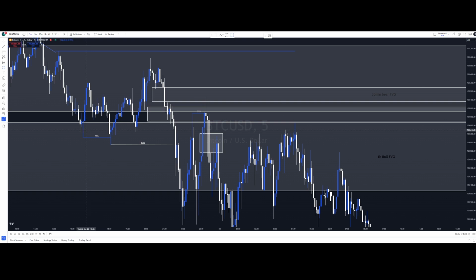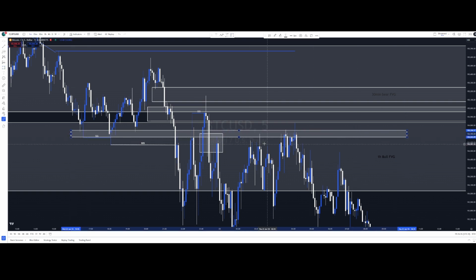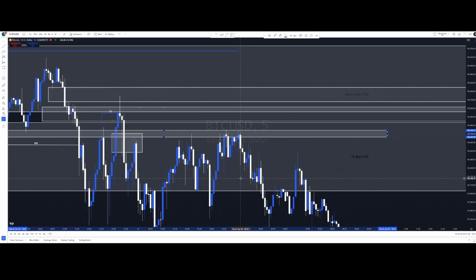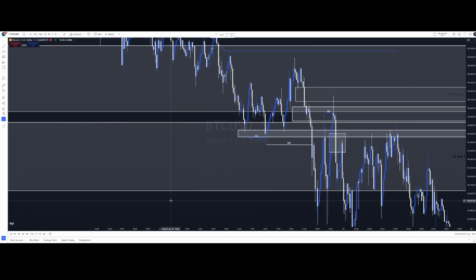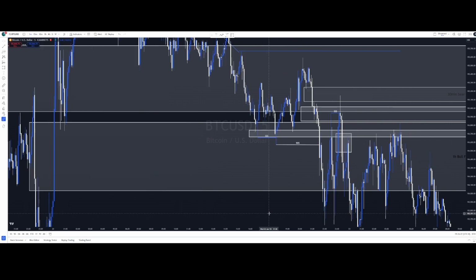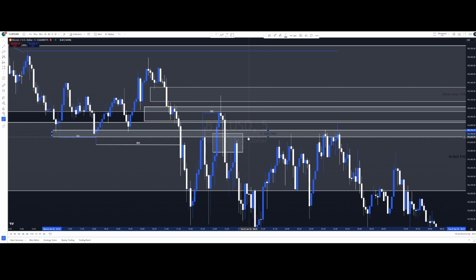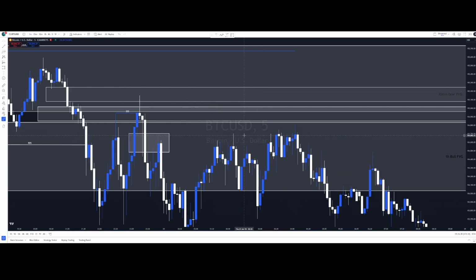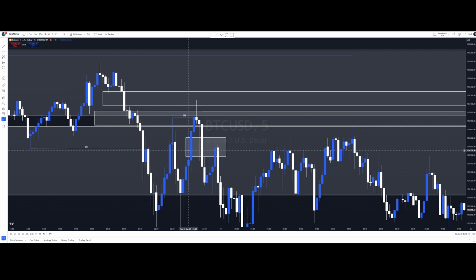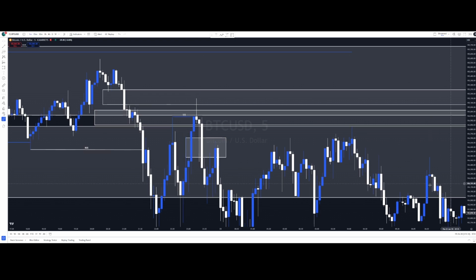I guess this can be our resistance zone, right? Yeah, I guess it can be a resistance zone. It's in here, right? So price came up to this resistance level, or I guess you can use this inverse fair value gap, this inverse fair value gap on the 5-minute.